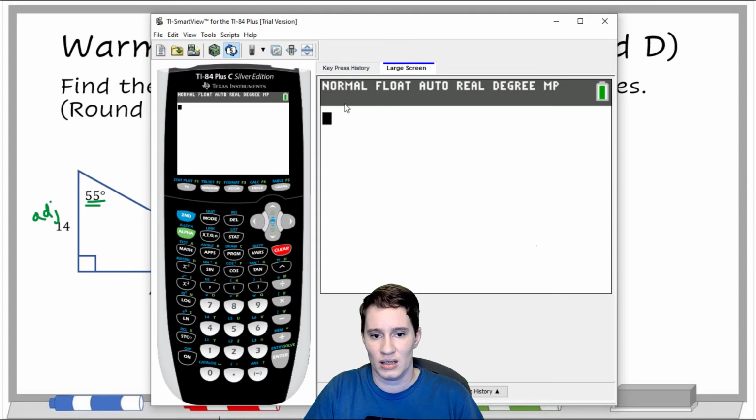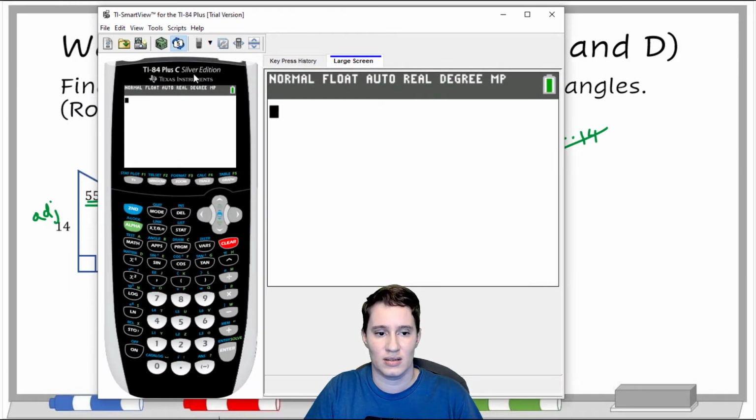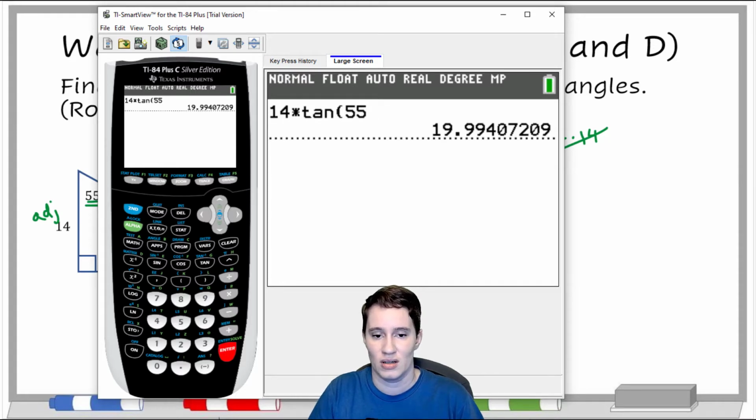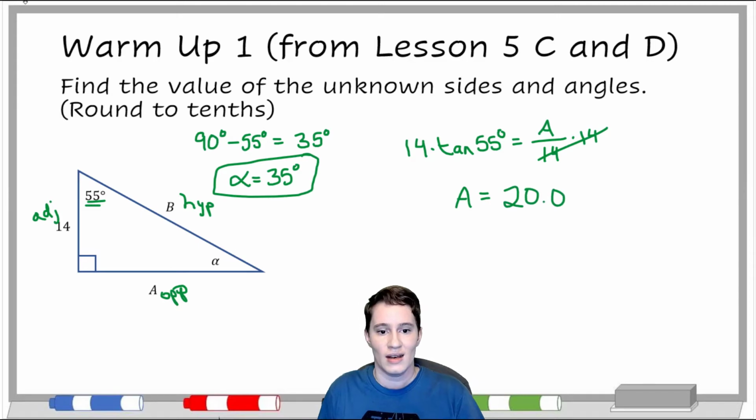So here's our calculator, and we are going to do 14 tan 55. I had to change my calculator back to degree mode because I used it in radian mode the other day. We're going to round this to the nearest 10th, which rounds up to 20.0. So A is 20.0.